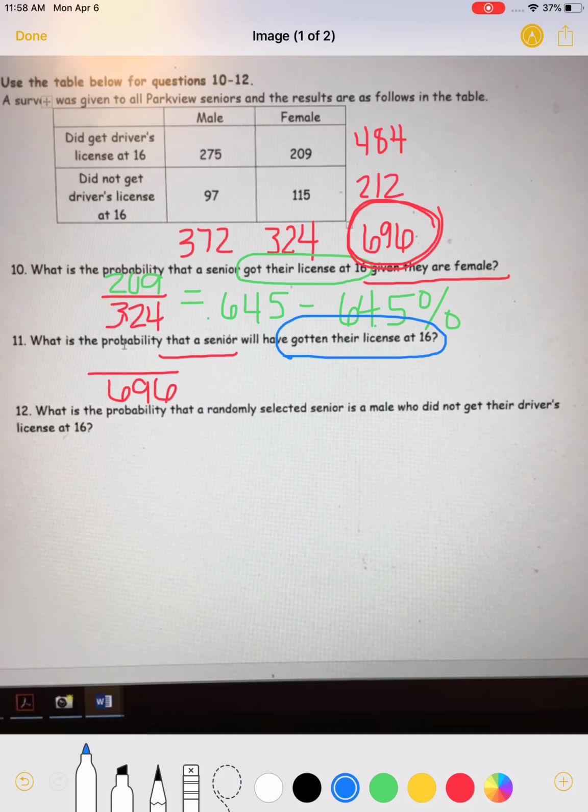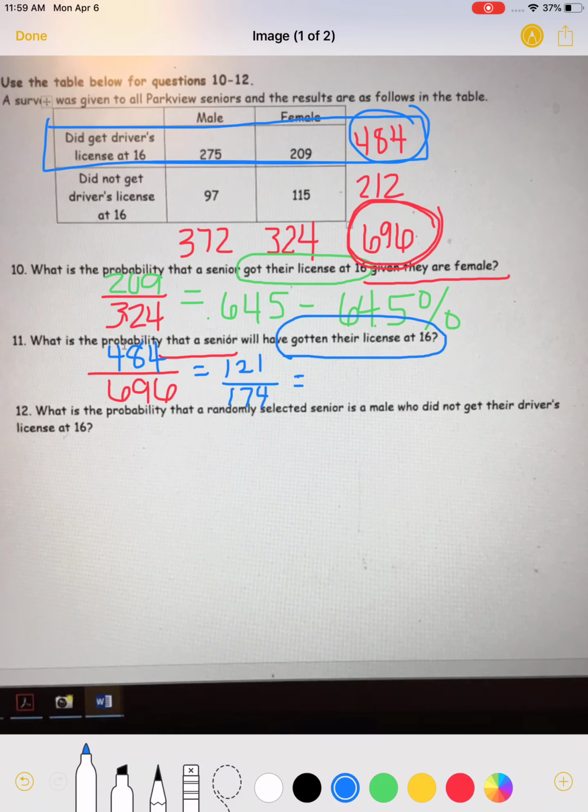So how many said, yes, we got our license at 16? So the total, 484. 484 of the kids who took the survey said, yes, we got our driver's license when we turned 16. So we want to plug that in. We want to reduce it. And we get 121 over 174. Okay, as a decimal, that would be 0.695. Which is 69.5%. Okay. All right.